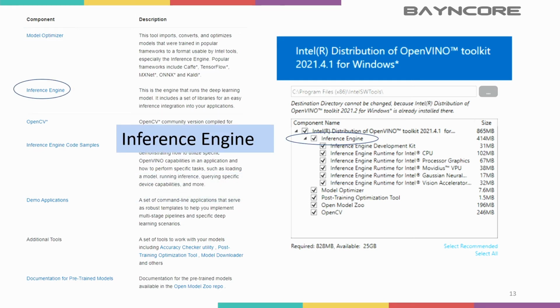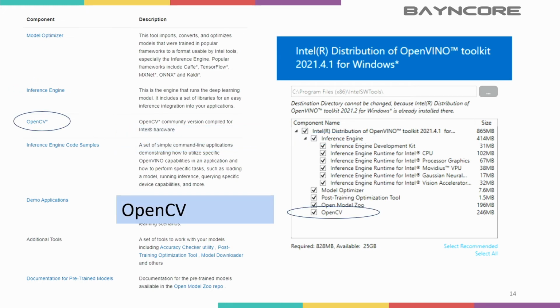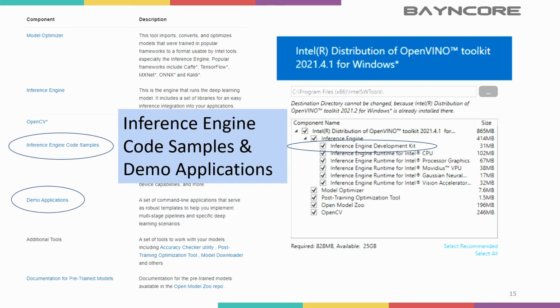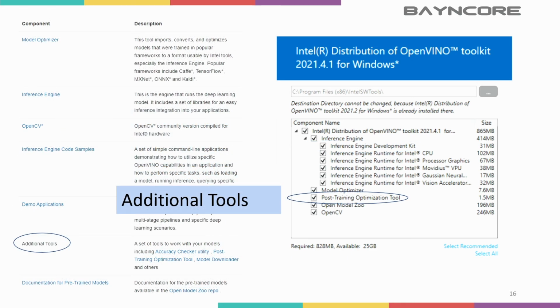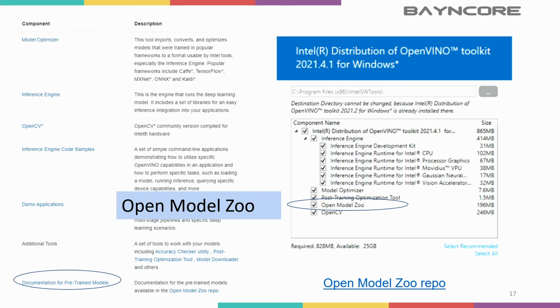The inference engine runs the deep learning model. Alongside the inference engine is a set of libraries so you can easily integrate the inference into your applications. Included in the kit is the well-known OpenCV computer vision library. The version here is compiled for Intel hardware. The kit provides a collection of code samples and demo applications written in Python and C. Additional tools are provided including an accuracy checker, a post-training optimization tool and a model downloader. A large collection of pre-trained models are available via the Open Model Zoo repository.